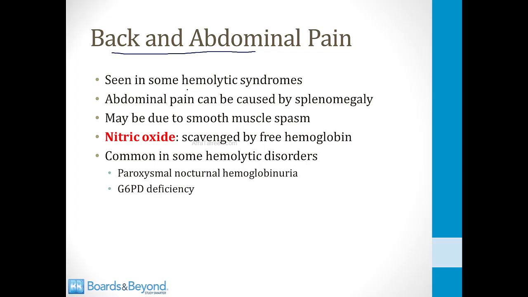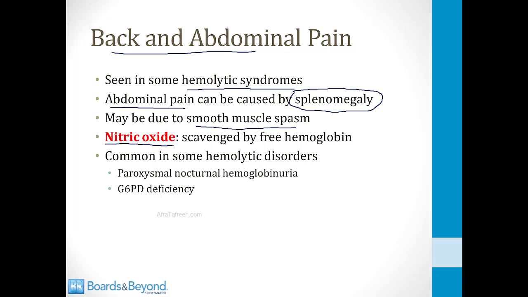The last topic for this module is back and abdominal pain. These are symptoms that are seen in some hemolytic syndromes. For one thing, abdominal pain can occur if splenomegaly is a prominent feature of any hemolytic disorder. In addition, back and abdominal pain can occur due to smooth muscle spasm in the abdomen and back area. This is thought to result from low levels of nitric oxide.